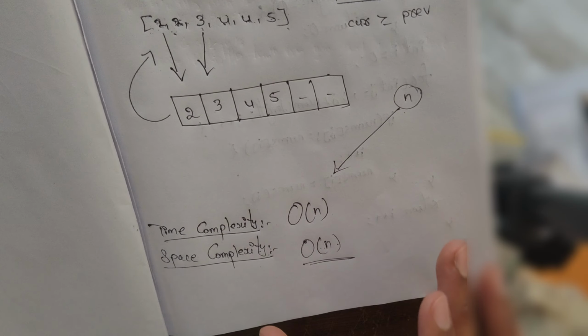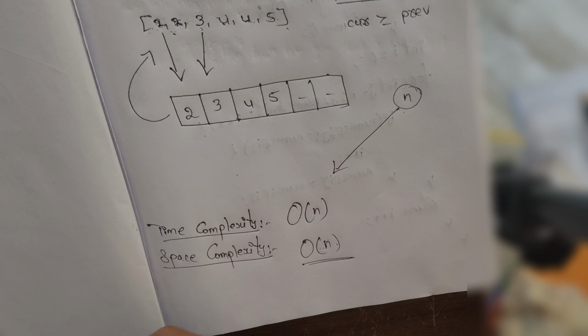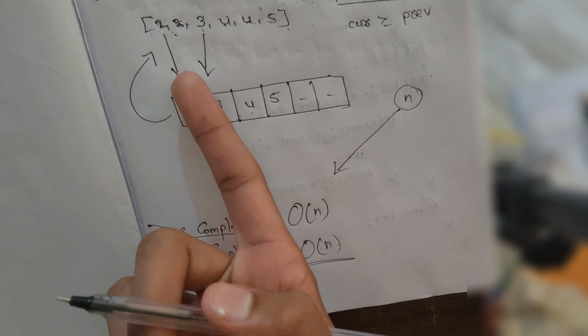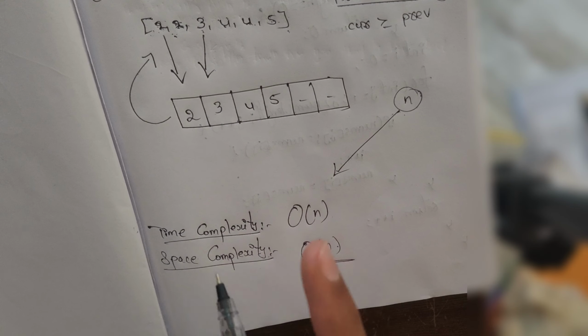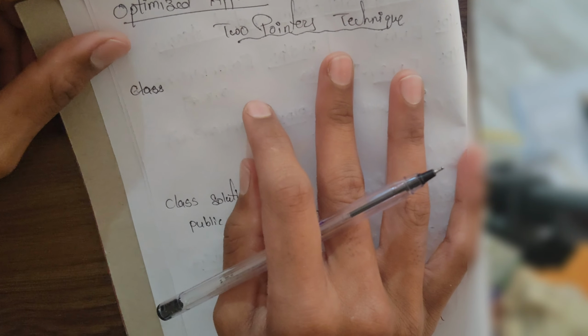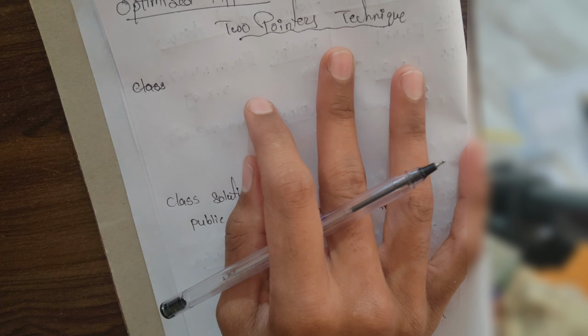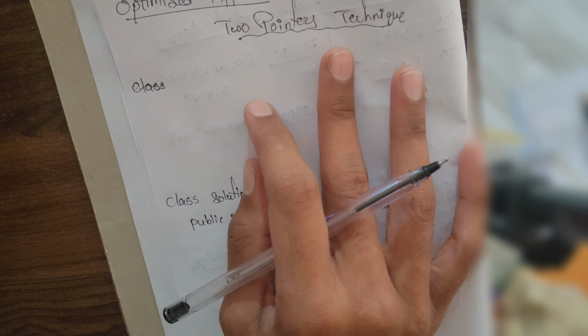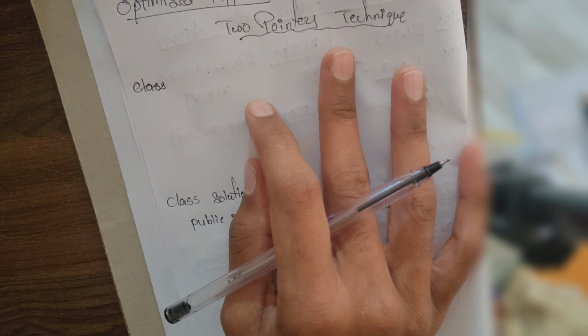Let us solve this problem by using the optimized approach, where we are not going to use any extra array for storing the unique elements. Let us see how we are going to solve this problem. We are going to use the two pointers technique in the optimized approach. Two pointers technique means we are going to use two pointers. One pointer is incremented when a unique element is placed, and the other pointer gets incremented iteratively.